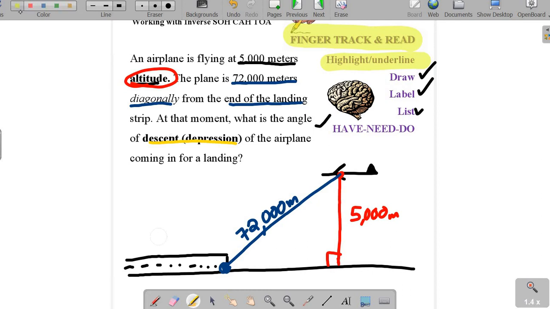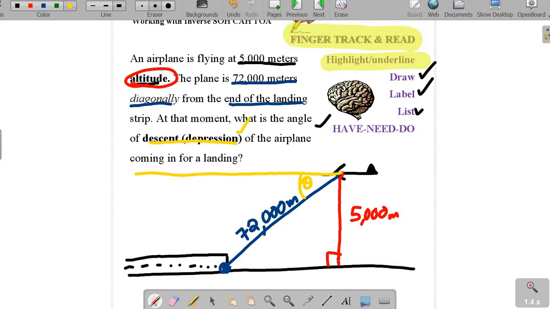Now, let me tell you what it's not. Warning, that yellow angle right there is not the angle of depression, because an angle of depression starts at a horizontal and goes down. That's vertical going out. So your angle of descent or depression starts at a horizontal and angles downward. So that is the theta we're looking for.